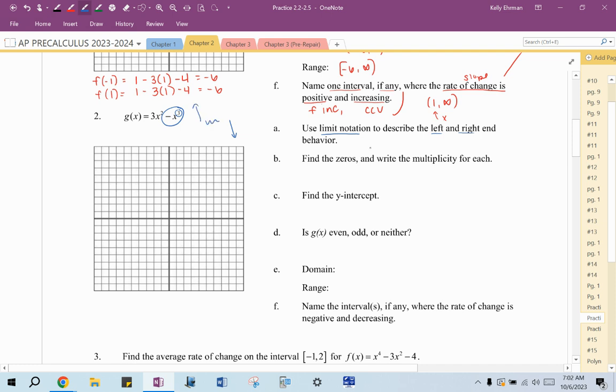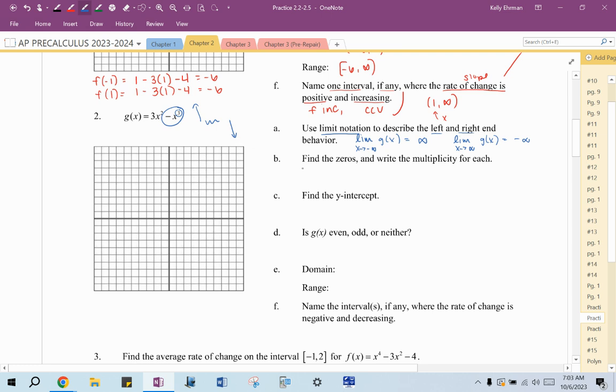And so translating that into limit notation, I always start with the left. The limit as x approaches negative infinity of g of x is equal to infinity. The graph is going up. And the limit as x approaches infinity of g of x is equal to negative infinity because the graph is going down.